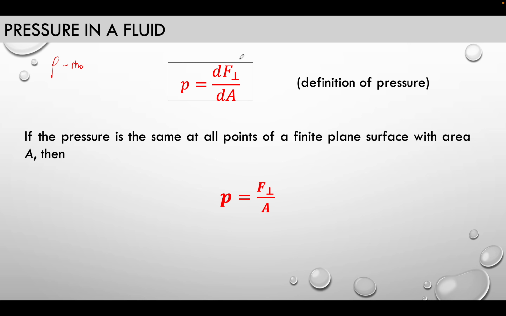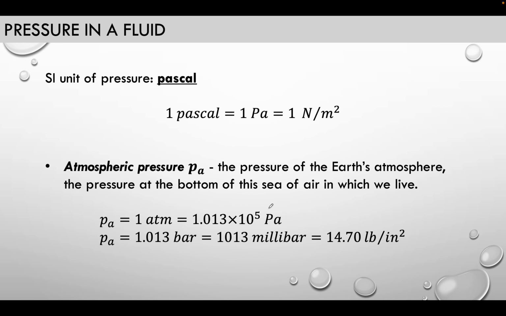So, the definition of pressure is the change in the perpendicular force applied divided by the change in area. So, this is the definition of pressure in a formula. But if the pressure is the same at all points of a finite plane surface with area, then the pressure in a fluid will now be just the force, or the perpendicular force, divided by the area or the cross-sectional area.